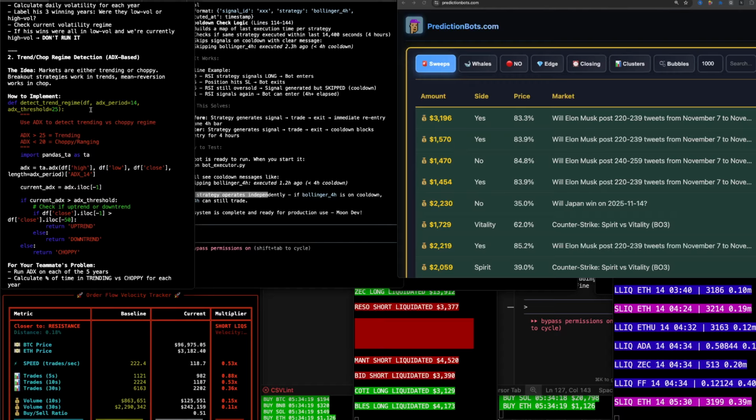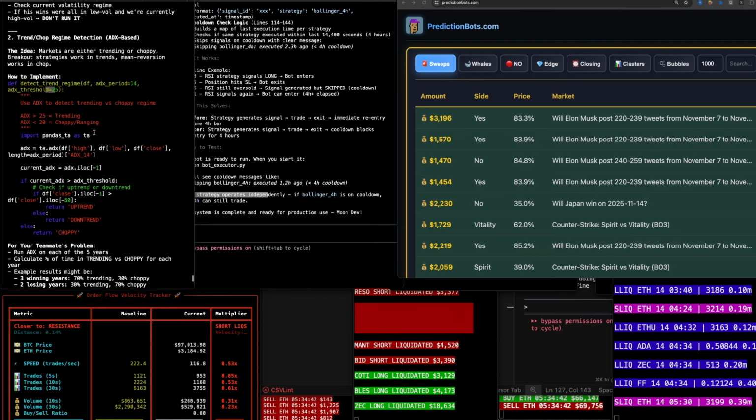The idea: markets are either trending or choppy. Breakout strategies work in trends, mean reversion strategies work in chop. So here's how to detect the regime using the ADX period. We'll just use a Pandas DF here, and we'll pass in the ADX of 14 and 25. Use ADX to detect trending versus choppy regime.